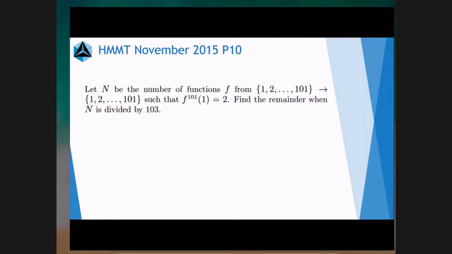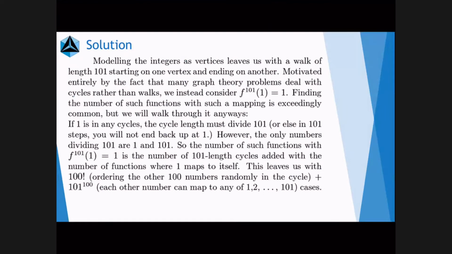And so we'll go on to the next slide. And I'll just paraphrase a few bits of the solution. We draw vertices and we number them. And we try to find the number of functions such that f to the 101 of 1 is 1. We're going to walk through how we find the number of functions. And it's pretty simple.